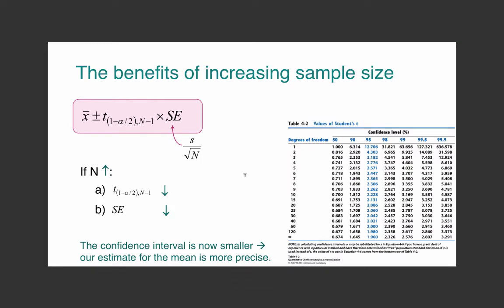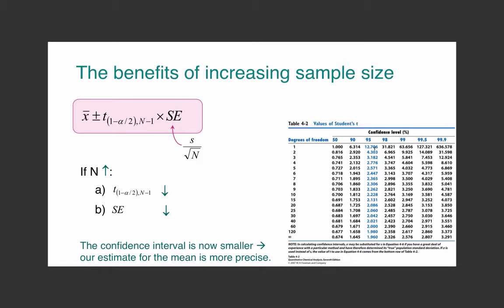Okay, so what are the benefits of increasing sample size? Remember, the standard error is the standard deviation divided by the square root of n. So as n increases, the standard error is going to decrease, and you can think about the width of the confidence interval as measuring our uncertainty. So the wider it is, the more uncertain we are. So as this gets smaller, we become more certain of the value.